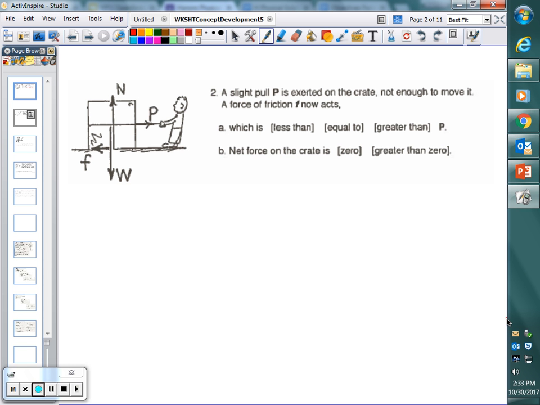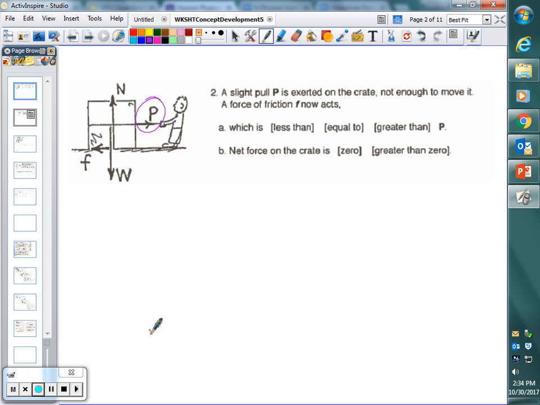So, can the explanation for why something doesn't move ever be that it's too heavy? No. If something doesn't move, what has to be the explanation for it? Well, net force is what? 0. If something doesn't move, the net force has to be 0. Always, always, always. Okay?